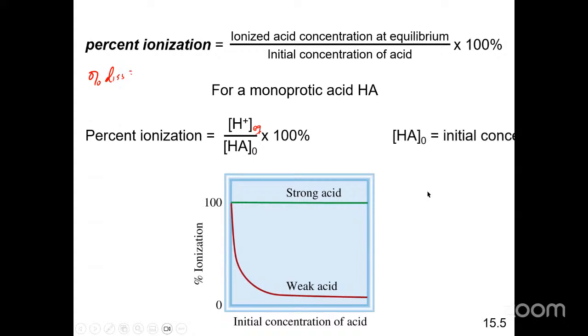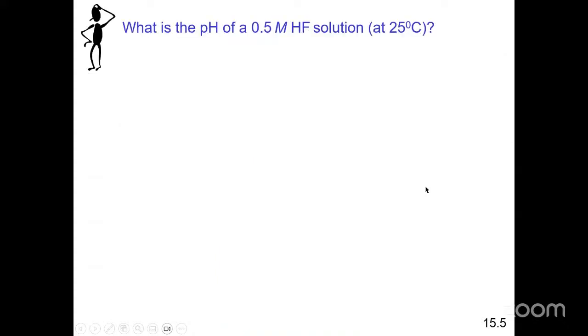All right? Okay, so let's look at a problem where we're asked to calculate the pH of a weak acid. This weak acid is hydrofluoric acid, and the molarity is 0.5 M at 25 degrees. Oh, by the way, this table that I showed you earlier, let me go back to it. Just a brief thing I forgot to mention.